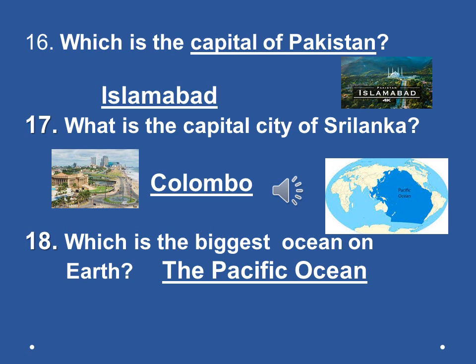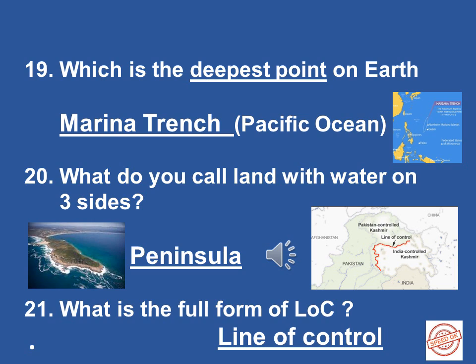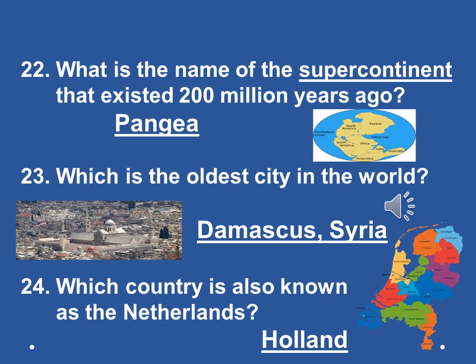Which is the biggest ocean on Earth? The Pacific Ocean. Which is the deepest point on Earth? Mariana Trench, Pacific Ocean. What do you call land with water on three sides? Peninsula. What is the full form of LOC? Line of Control.